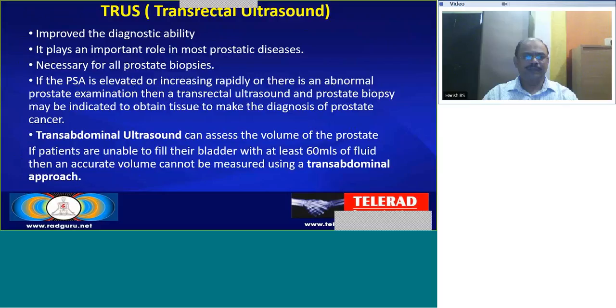Transabdominal ultrasound is primarily used for evaluation of the volume of the prostate. The zonal anatomy is not very well delineated on the transabdominal ultrasound. Another limitation of transabdominal ultrasound is that the urinary bladder has to be full, at least 60 ml, for the volume to be accurate.